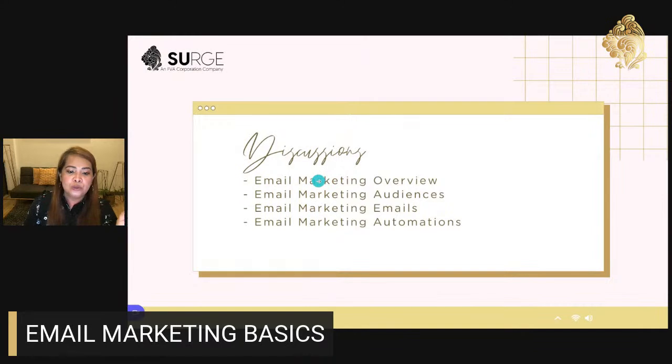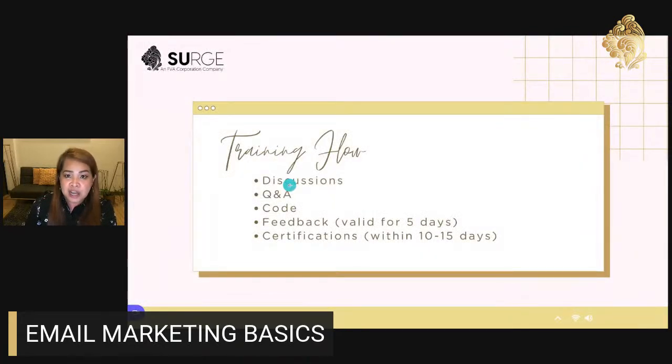So our discussion is going to run through an email marketing overview. We're going to check what is email marketing, how it works, and then what are the audiences. When we're talking about email marketing audiences, what are those? What are email marketing emails? How are we going to design really, really quick, really, really easy? And then automations. I'm going to also show you some workflows and how you can also gain leads via email marketing. So the training flow will be discussion, and then there will be a question and answer towards the end.